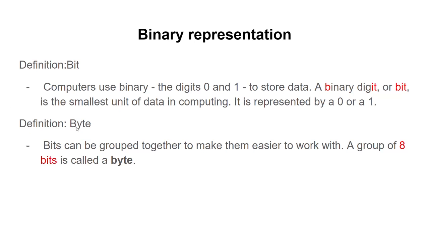Now, what is a byte? A bit is a representation of a base 2, a 0 or 1. Bits can be grouped together to make them easier to work with. A group of 8 bits is called a byte. So 8 zeros and ones are called a byte.